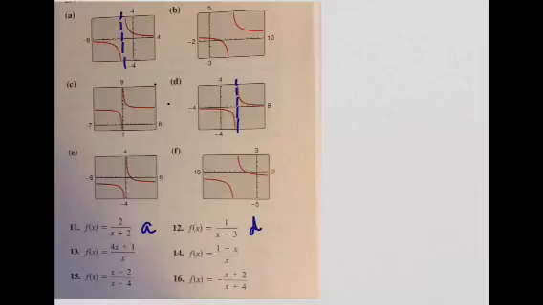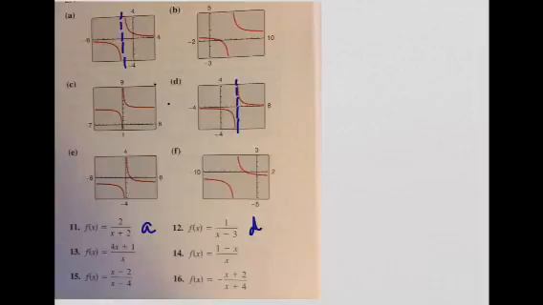Number 13. It says all x such that x cannot equal 0. But 14 is the same way, right? So 13, 14, it's between C and D. I'm sorry, C and E for 13 and 14. So let's skip those for now and go to 15 and 16.